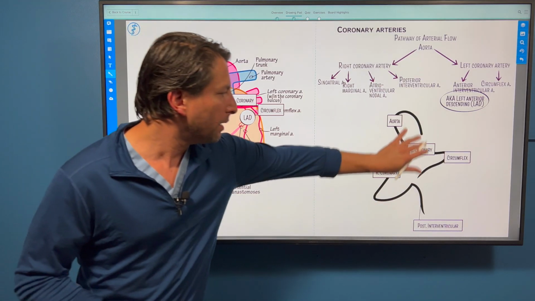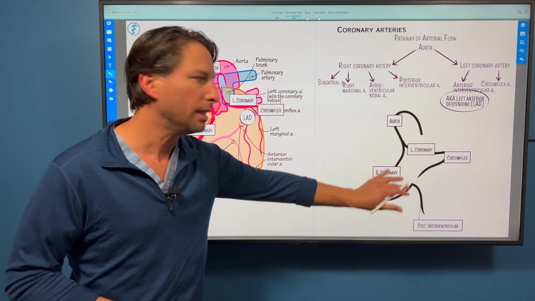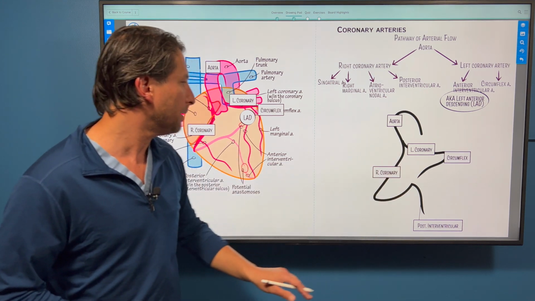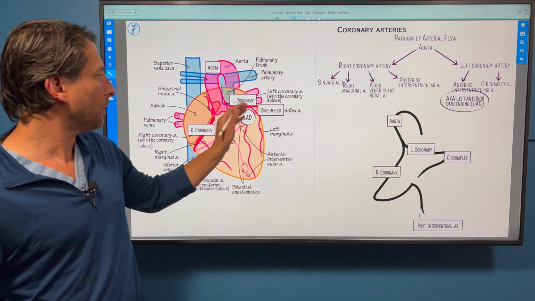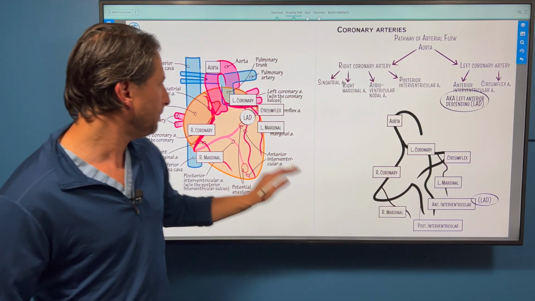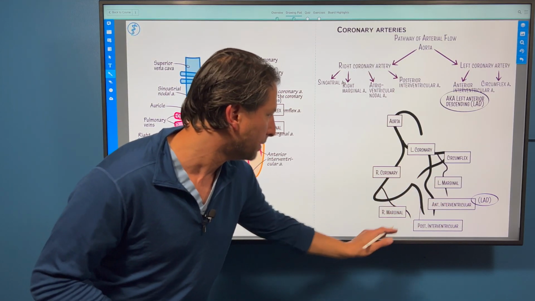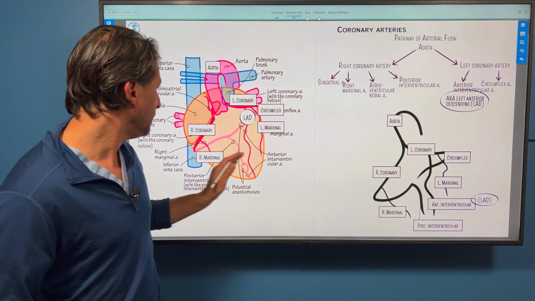And then this is our simplistic diagram to take away the heart itself so we can just see the general layout of the arteries here. Again, right coronary, left coronary, aorta laid out for us. So let's layer in some additional artery structures, left marginal, right marginal, and then we've got our LAD pointed out.